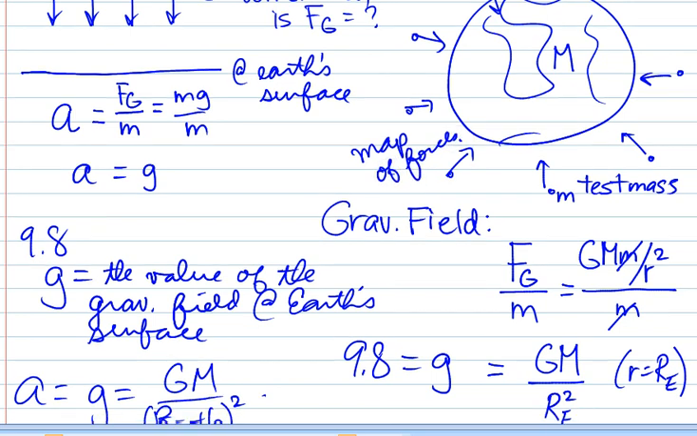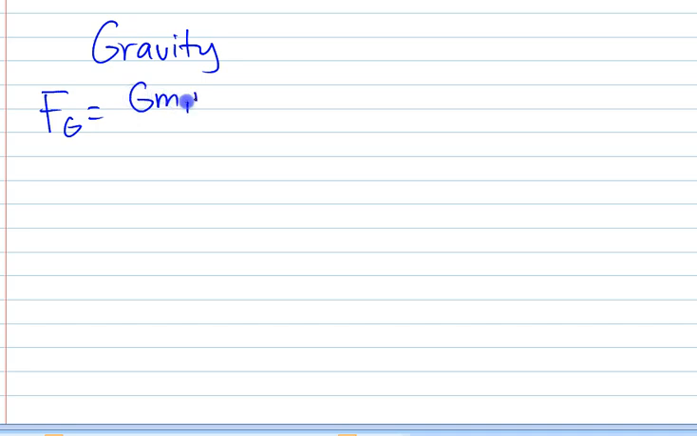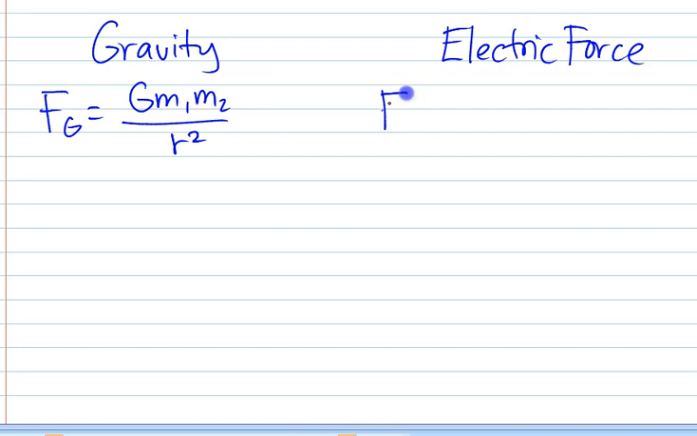Okay, so now what we're going to do is bring this to the electric force. And the reason behind this is pretty clear, okay? With gravity, we have a force of gravity which is G m1 m2 over r squared. With electric charge, we have a force which is a constant times the two charges divided by r squared.